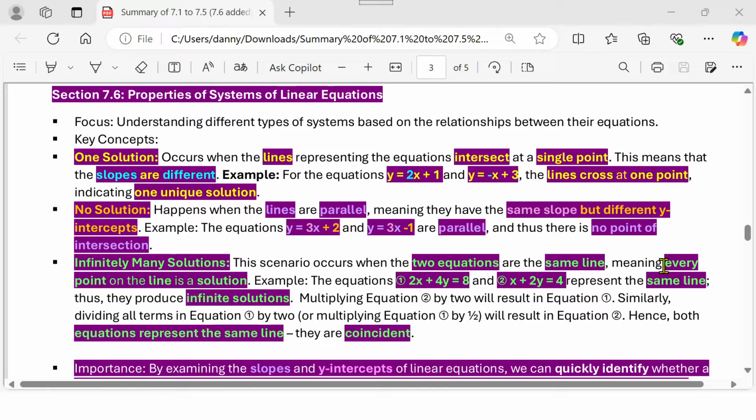So, for Section 7.6, we're talking about the properties of systems of linear equations. And this section is not so much about solving systems of linear equations, or linear systems, but rather on determining how many possible solutions a system of linear equations has. So there's three different possibilities.